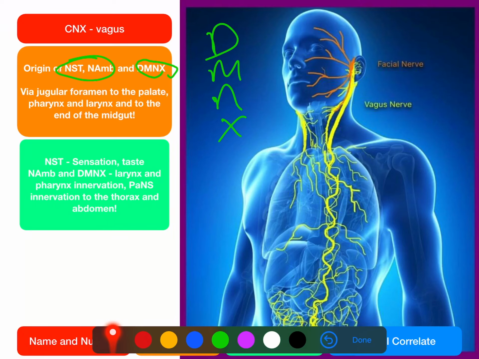So dorsal motor nucleus of cranial nerve 10 pairs with the nucleus ambiguus, which I think should be renamed, to supply the larynx and pharynx motor supply. So you already can tell what's going to happen.